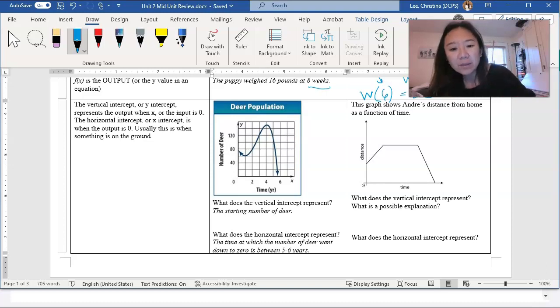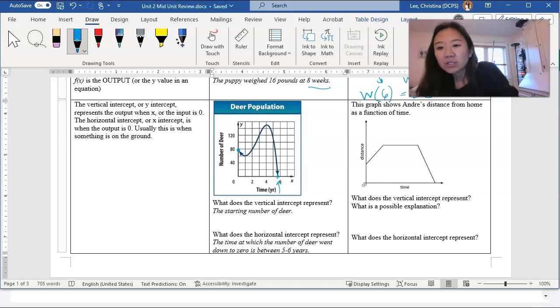The vertical intercept here represents the starting number of deer. So this point right here, just under 80, the deer population would be the starting number of deer. And then the horizontal intercept here is the time at which the number of deer went down to 0. So between 4 and 6 years, maybe like 5 3/4 years, between 5 and 6 years actually is more accurate, the number of deer went down to 0.